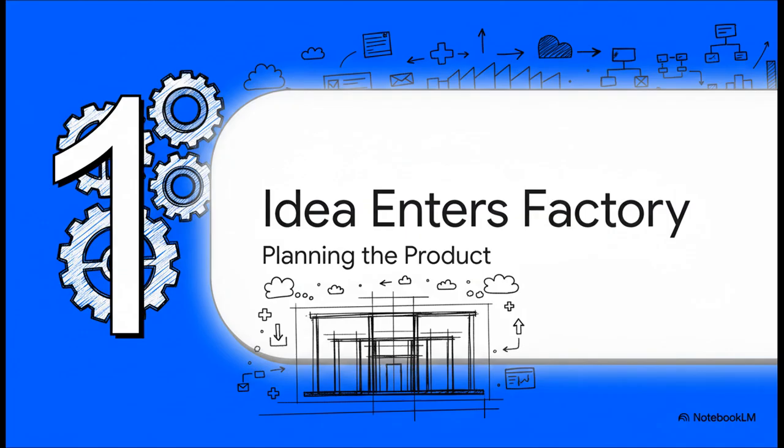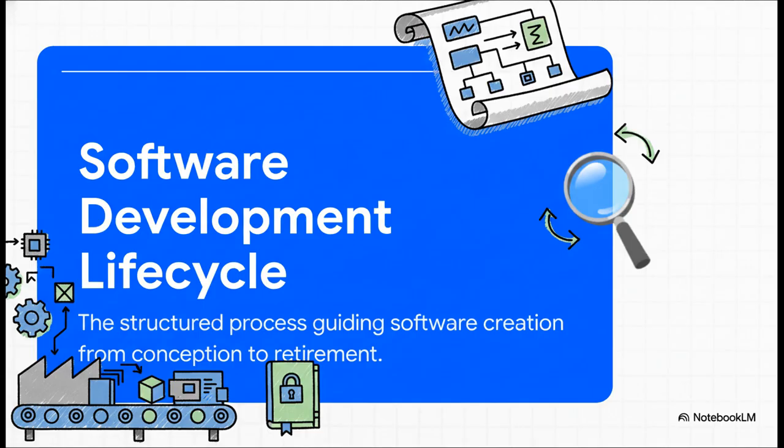Before a single line of code is even thought about, a massive amount of work goes into figuring out what to build and, just as important, how we're going to build it. This is where the whole foundation gets laid. This master plan for any big software project is called the Software Development Lifecycle, or you'll hear people call it the SDLC. Just think of it as the official rulebook for the factory floor. It makes sure every single step is organized and focused on one thing, making a great product.